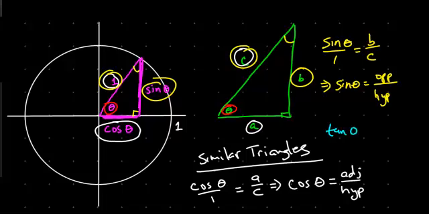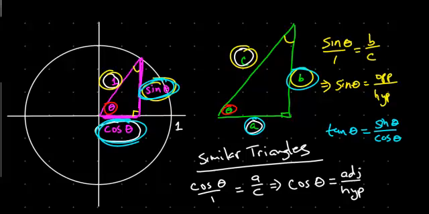Tangent theta equals, well, sine over cosine is tangent theta, which equals B over A. Sine theta over cosine theta, by similar triangles, equals B over A. And tangent theta equals opposite over adjacent.